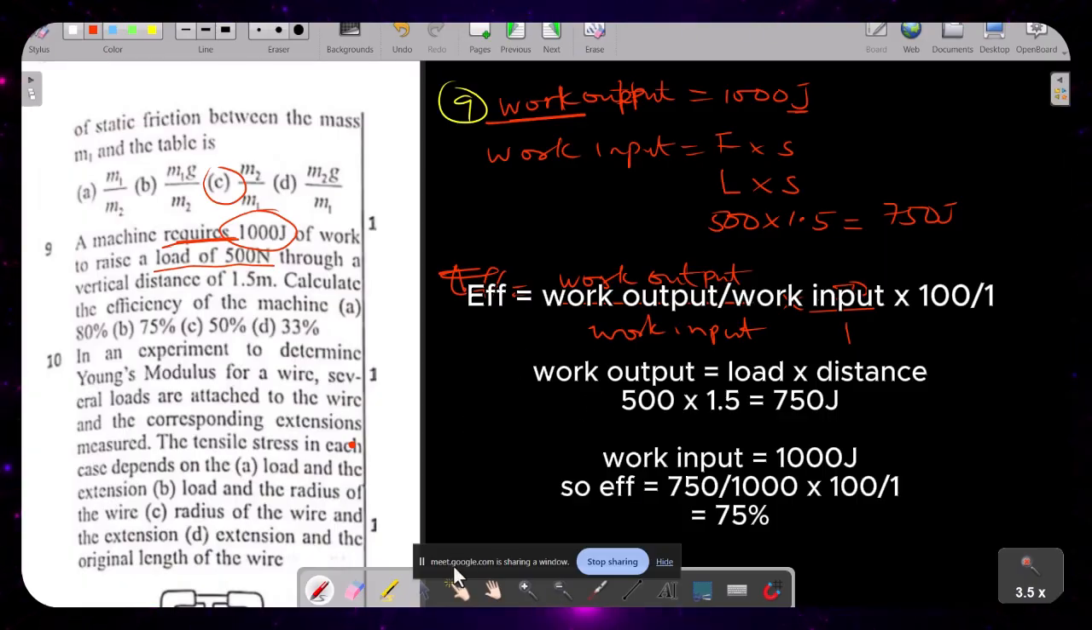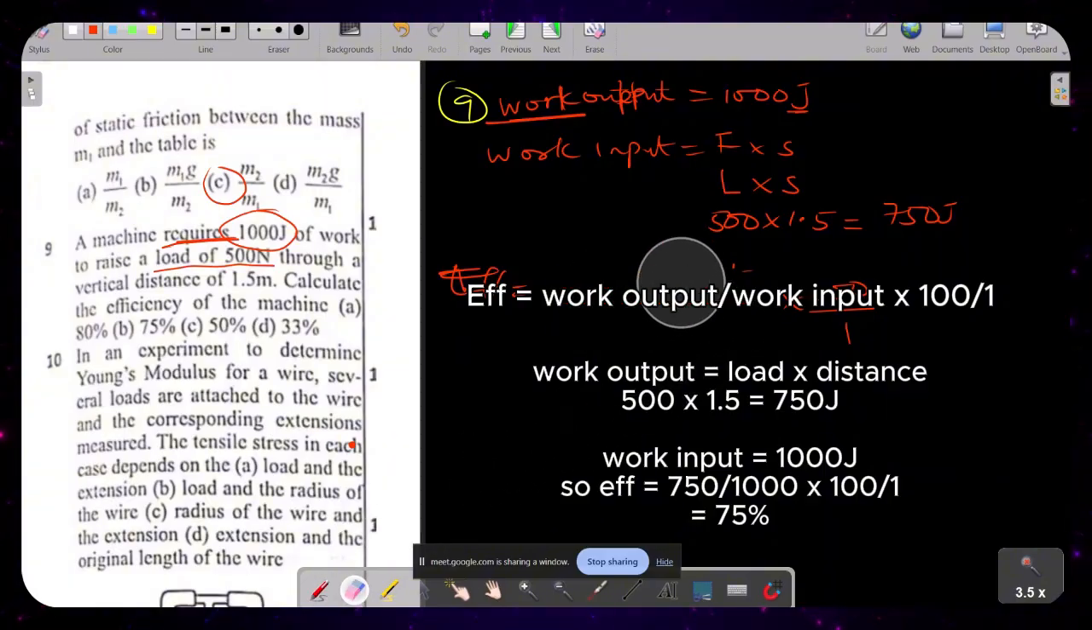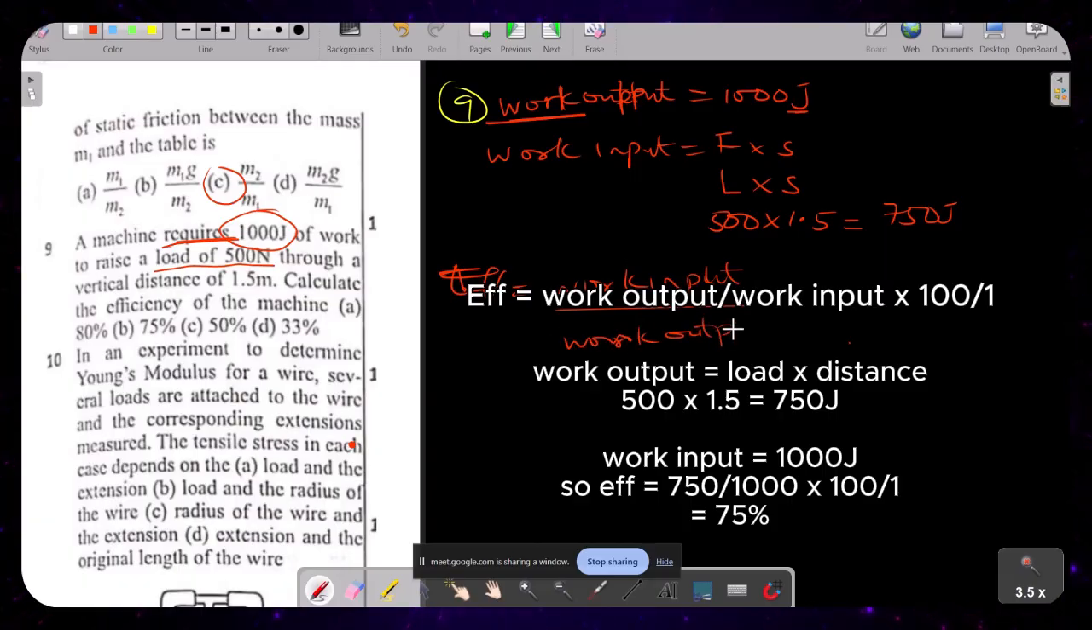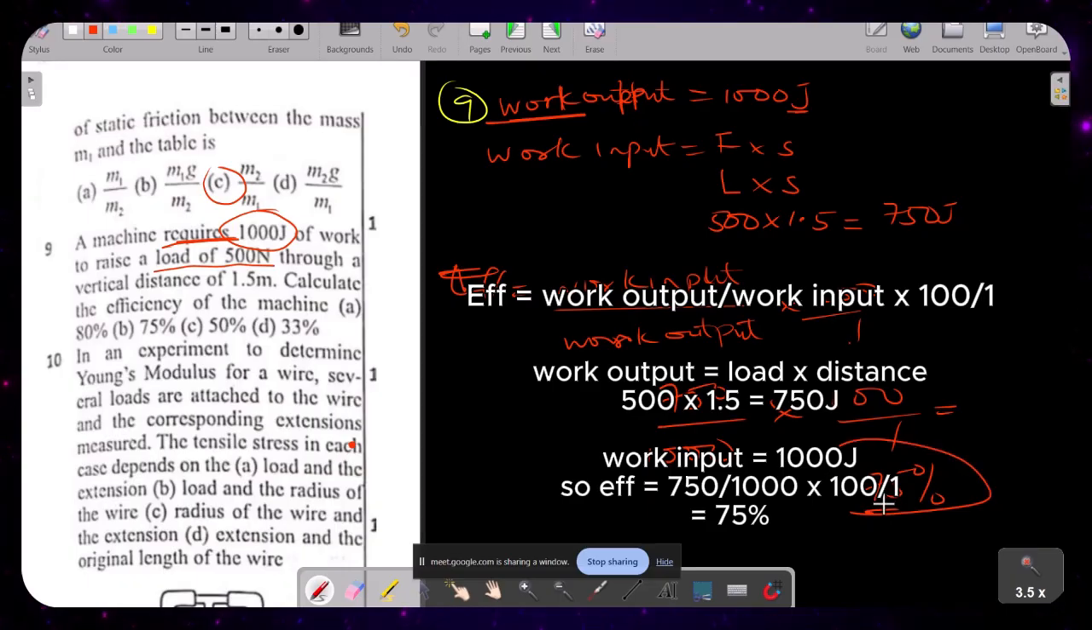So the correct way to write it is going to be work input all over work output times 100 over 1. So this is going to be 750 over 1000 times 100 over 1. So the correct answer is going to be what now? 75%. So the answer is 75%, and that is option B.